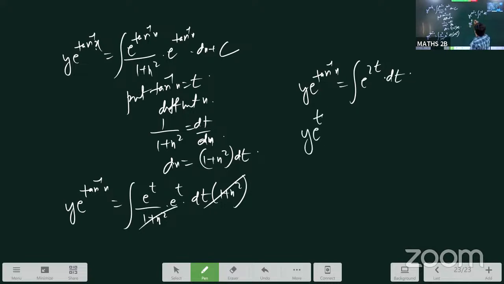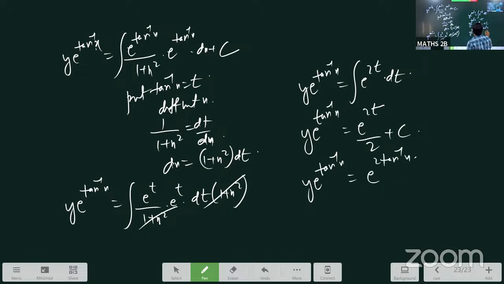y e^(tan⁻¹x) equals e^(2t)/2 plus c. That is, y e^(tan⁻¹x) equals e^(2tan⁻¹x)/2 plus c. Is it clear? So this is a very important sum.